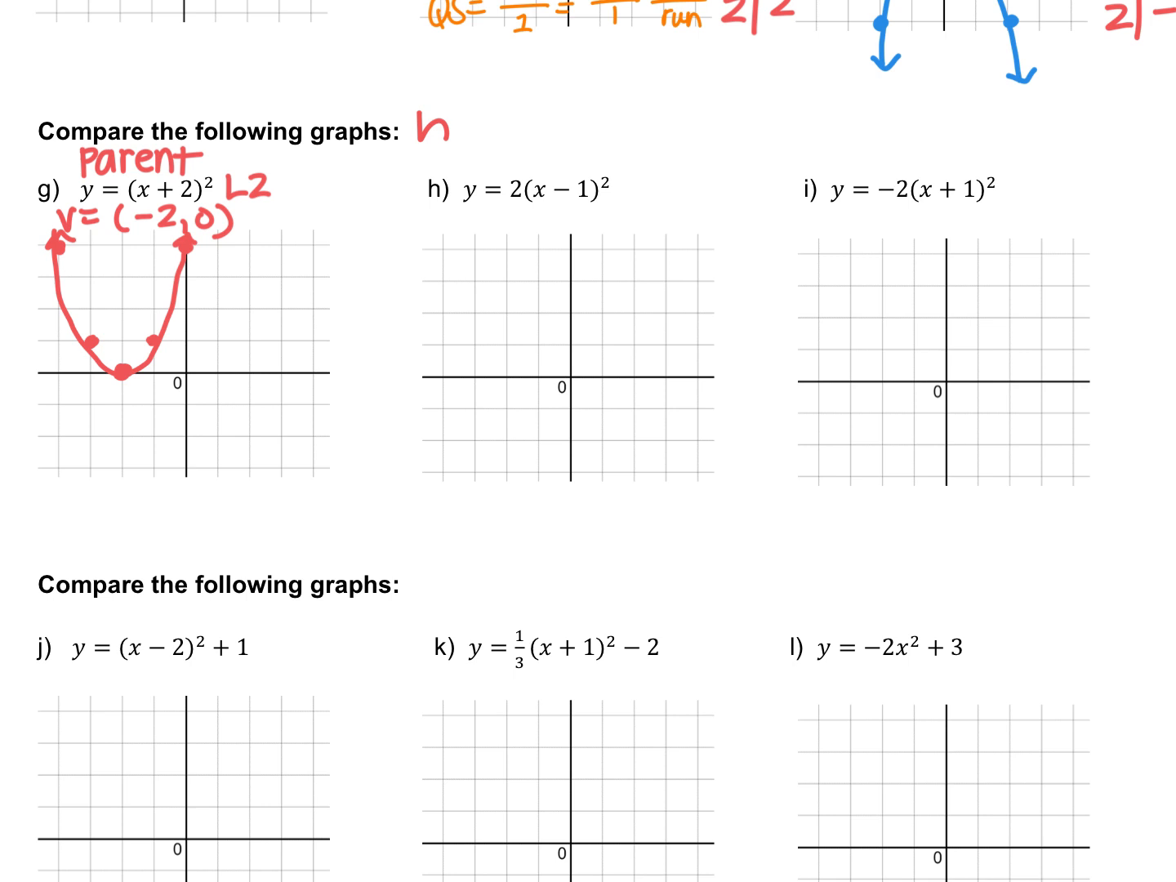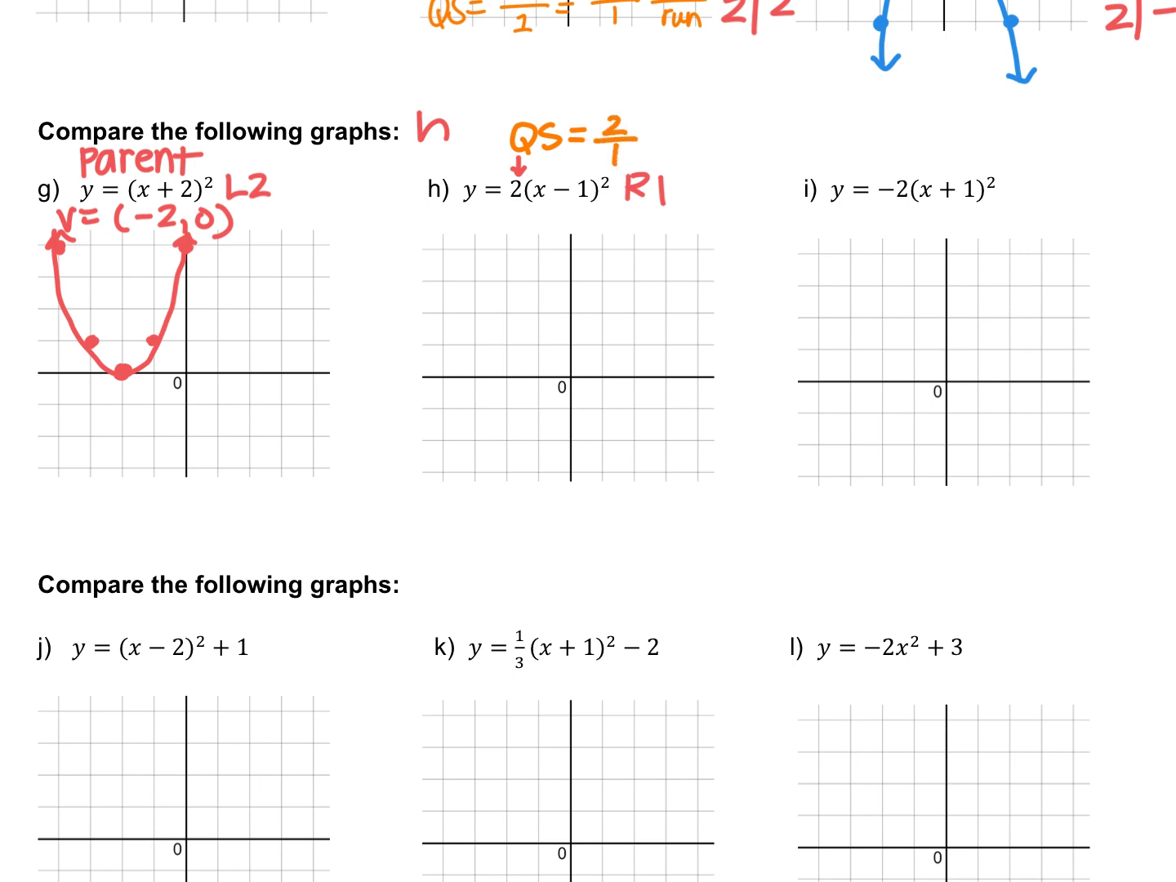Does that make sense, though, going left 2? Yeah? For the next one, I have a -1 in parentheses. So what does that mean? It's going right 1. And then I have this 2 here. That's my A value. Or we could say our quote slope is 2 over 1.